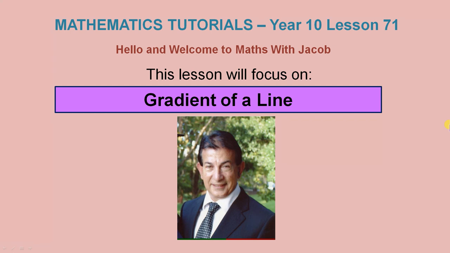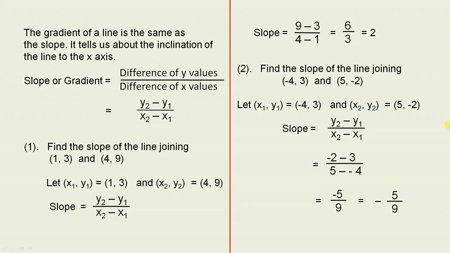This lesson will focus on gradient of a line. The gradient of a line is the same as the slope. It tells us about the inclination of the line to the x-axis.